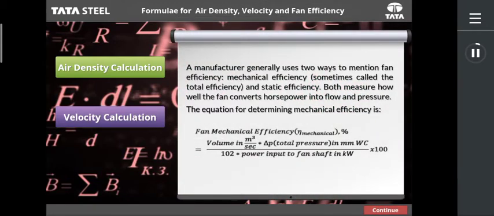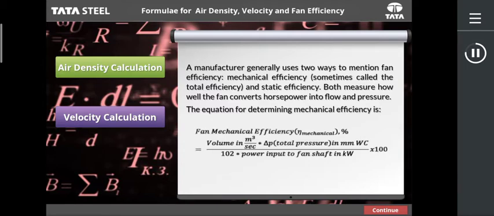Fan efficiency. A manufacturer generally uses two ways to mention fan efficiency. Mechanical efficiency, sometimes called the total efficiency, and static efficiency. Both measure how well the fan converts horsepower into flow and pressure. The equation for determining mechanical efficiency is displayed on screen, where eta mechanical denotes percentage of mechanical efficiency.